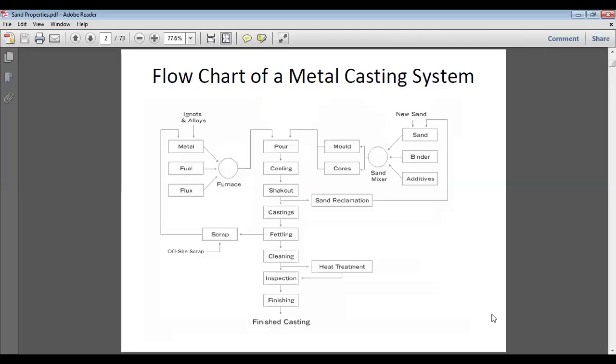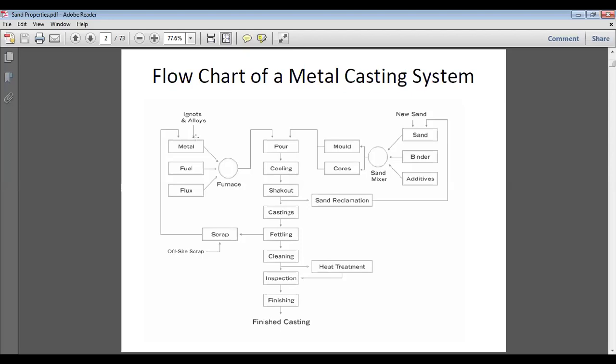This is the flow chart of metal casting system. As I earlier told, what are the steps involved and how these steps are accommodated. First of all, before casting we need a pattern, and then when this pattern is made, we need a mold. These are the steps that are followed for making the mold. After that you can see pouring, cleaning, shakeout, casting, fettling, cleaning, inspection, then finishing. This is the heat treatment. So this is the flow chart.